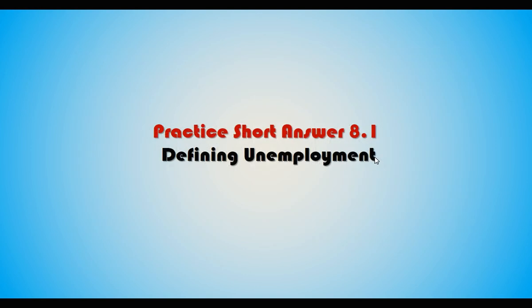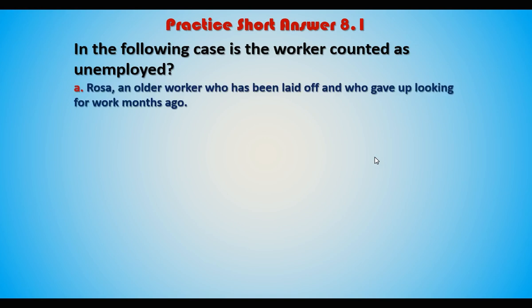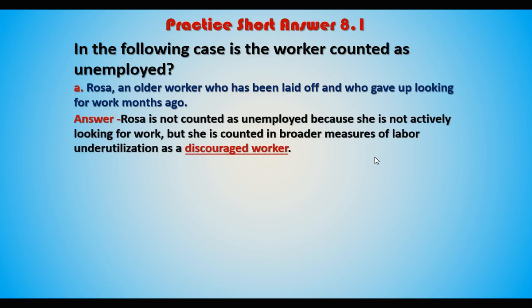All right, practice short answer. Defining unemployment. In the following case, is the worker counted as unemployed? Rosa, an older worker who has been laid off and who gave up looking for work months ago. No, right? Because she's not looking for work, even though she's not working. So Rosa is not counted as unemployed because she's not actively looking for work, but she is counted in broader measures of labor underutilization as a discouraged worker. She stopped looking for work.